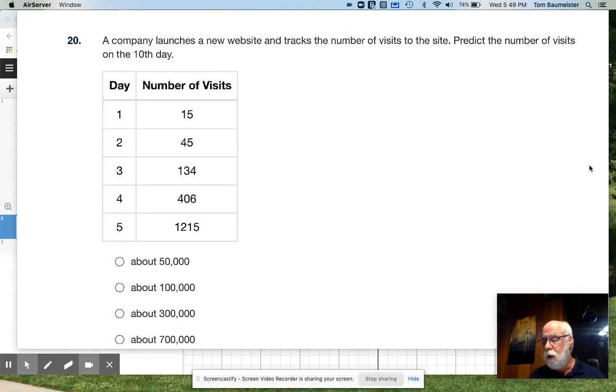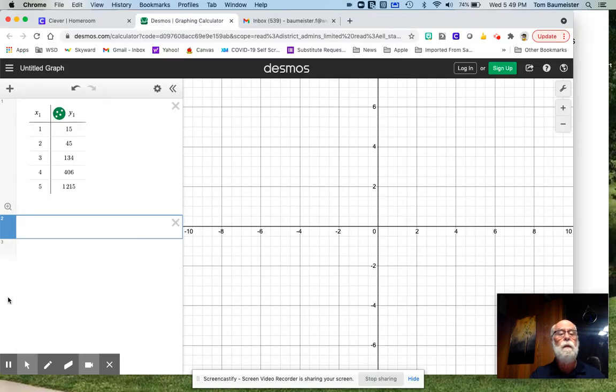And finally, our last problem is one that was kind of our last problem on our notes too, where we would go and plug this into our calculator using a table. So a company launches a new website and tracks the number of visits to the site. Predict the number of visits on the 10th day. All right. So first of all, what we have to do is we first have to go and make a table, which I've already done here for you.